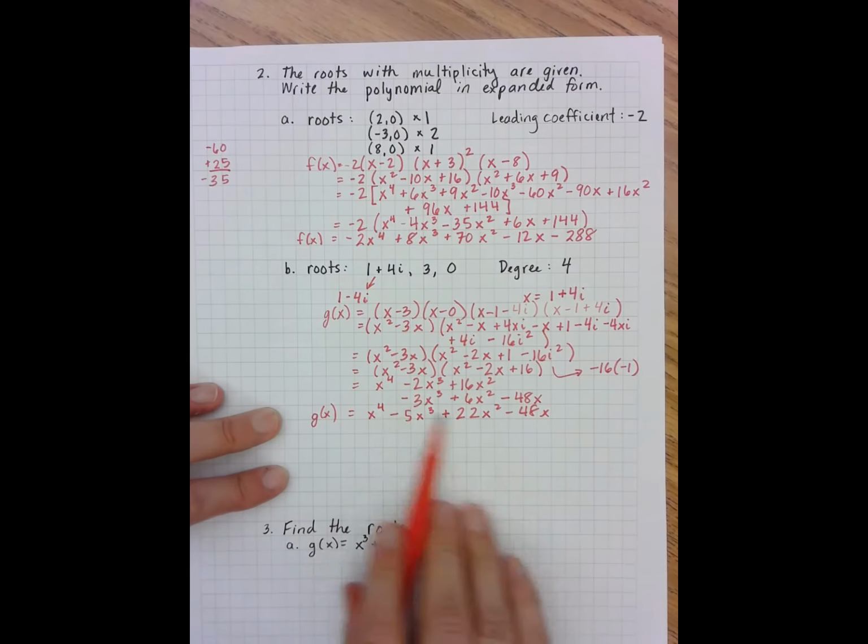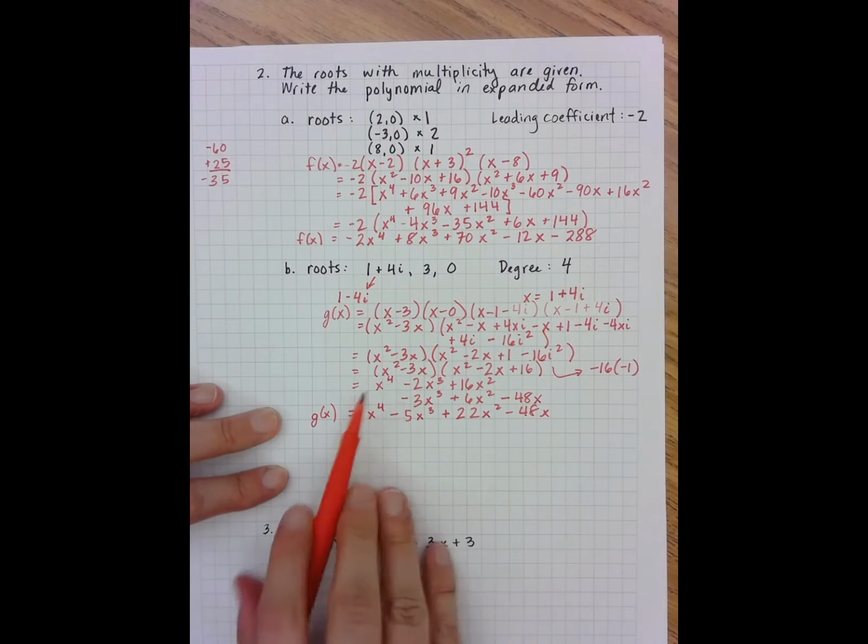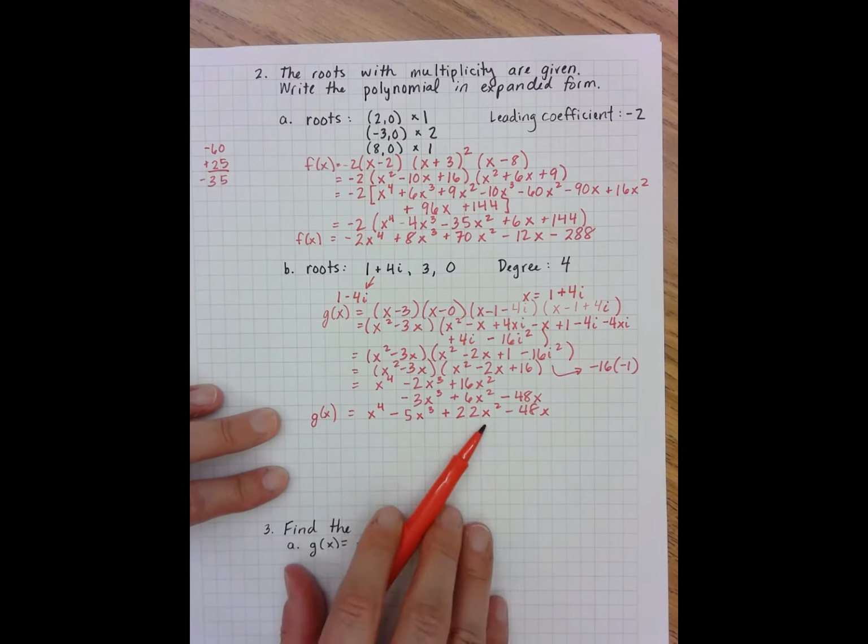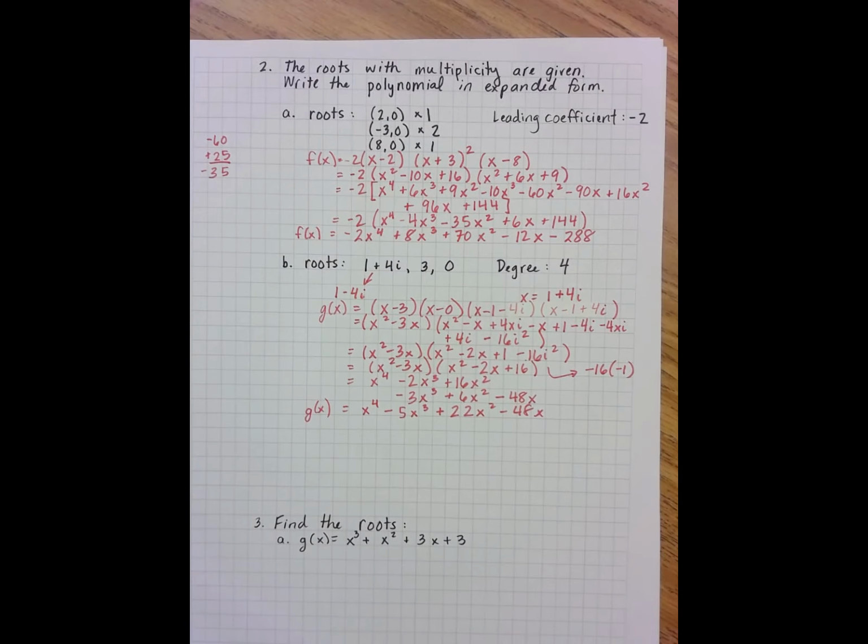You'll notice that in this case I lined up my multiplication so that when I went to combine my like terms, they were actually on top of each other. And that's another strategy that you might find to be very helpful.